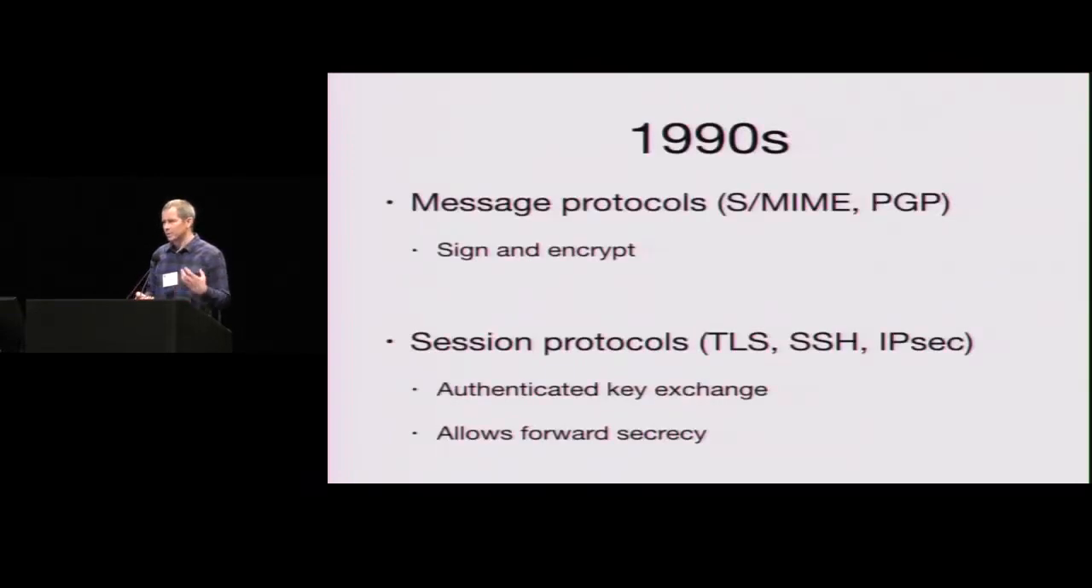So in the 1990s, when people started applying public key crypto for real, it seemed pretty obvious that there were two classes of protocols. You either sign and encrypt messages like PGP or S/MIME, or you negotiate a session via some handshake protocol like TLS or SSH, and then use the negotiated session key. And that can give you some better things like forward secrecy, but it has a cost of interaction.